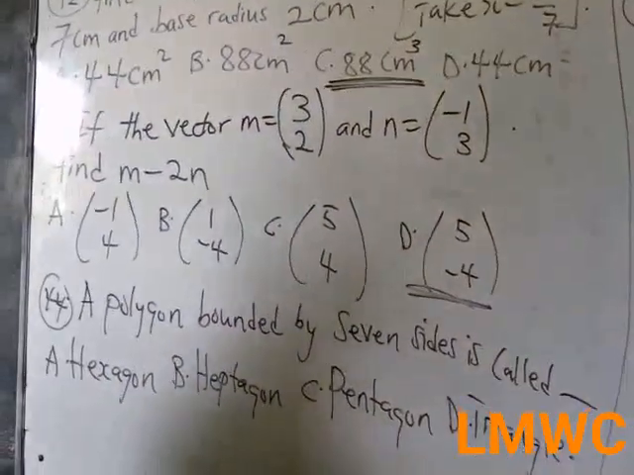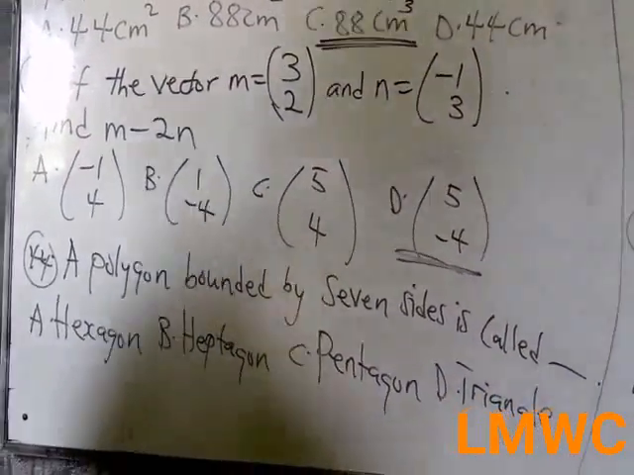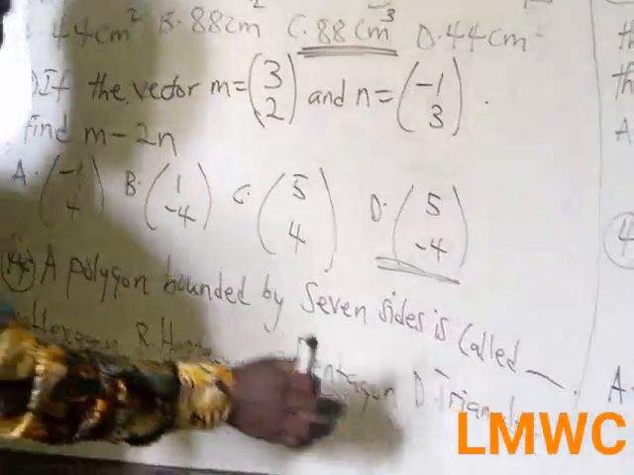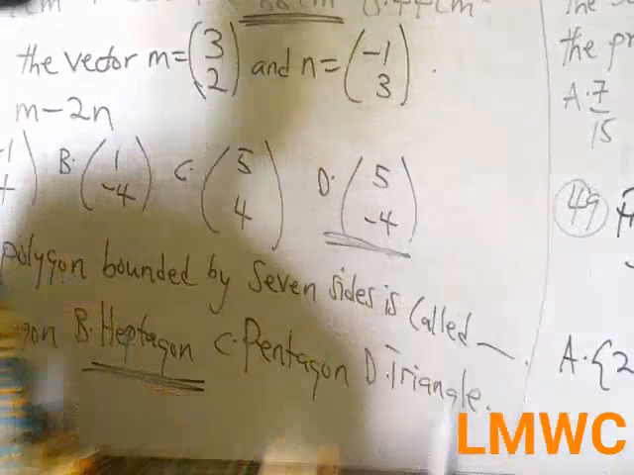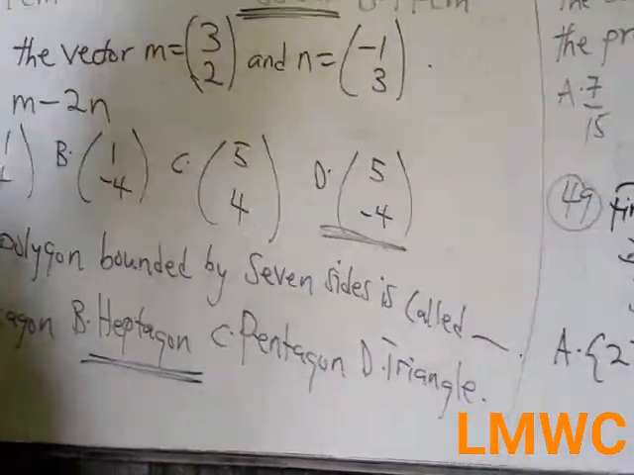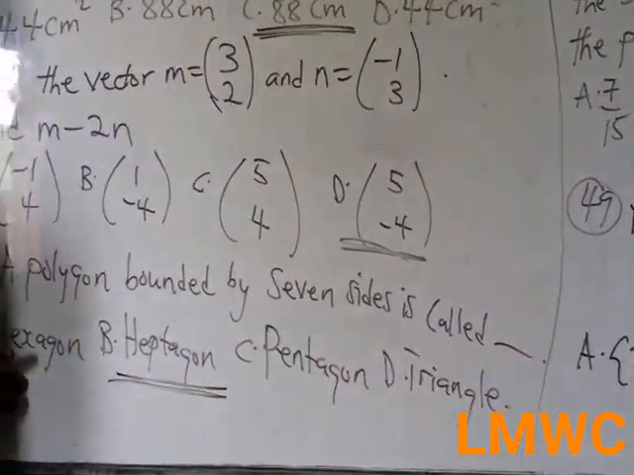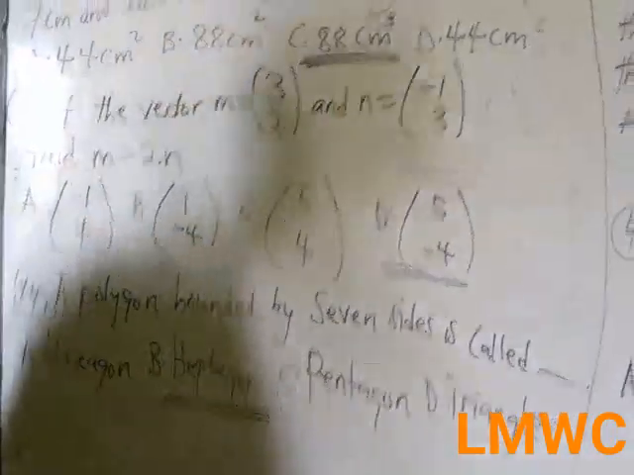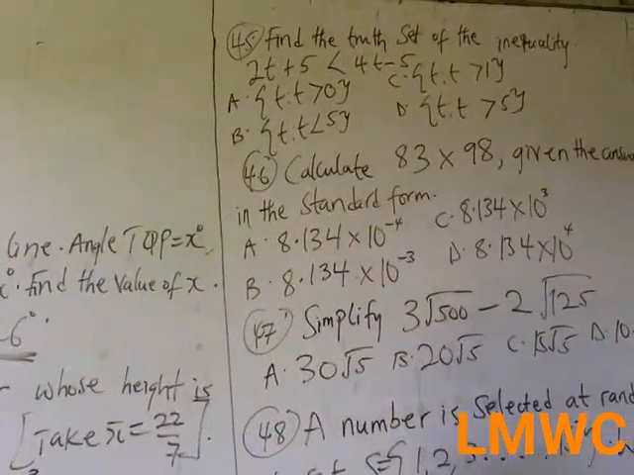A polygon bounded by 7 sides is called heptagon, because hexagon is 6 sides, pentagon is 5 sides, and triangle is 3 sides. If you are not careful, you will choose hexagon, but hexagon is 6 and heptagon is 7. Take note. Find the true set of the inequality.